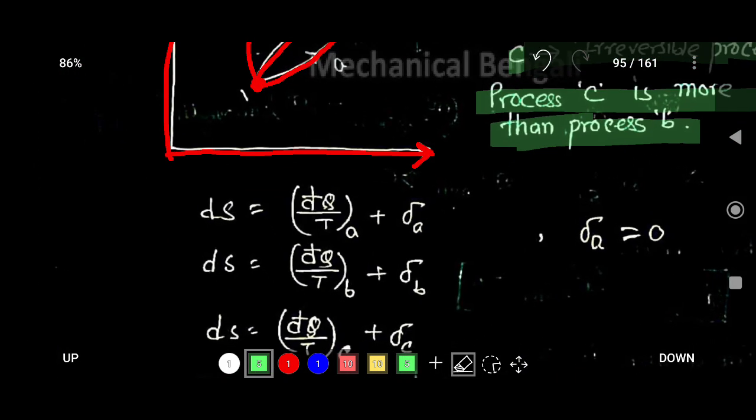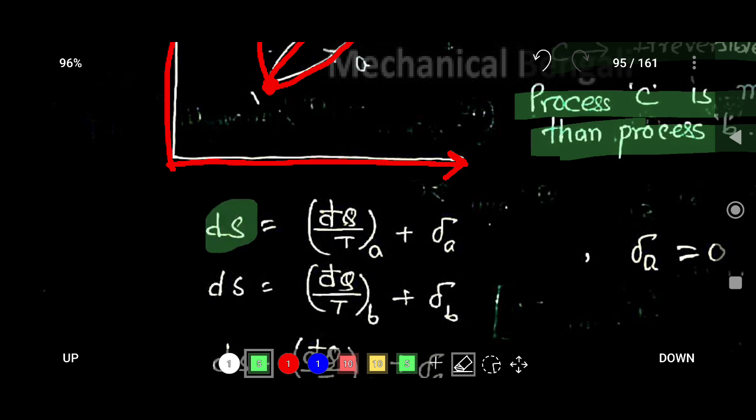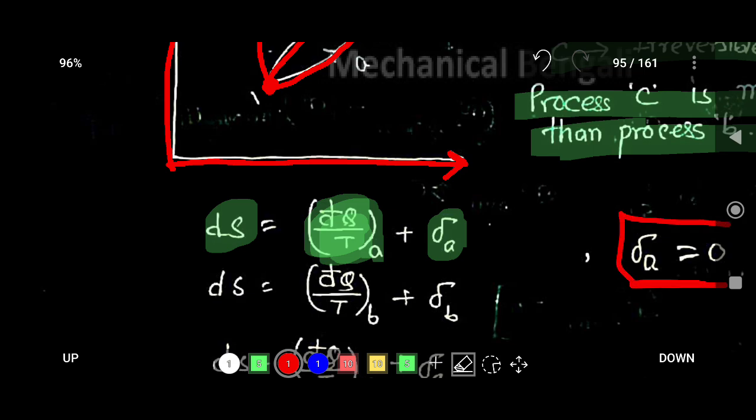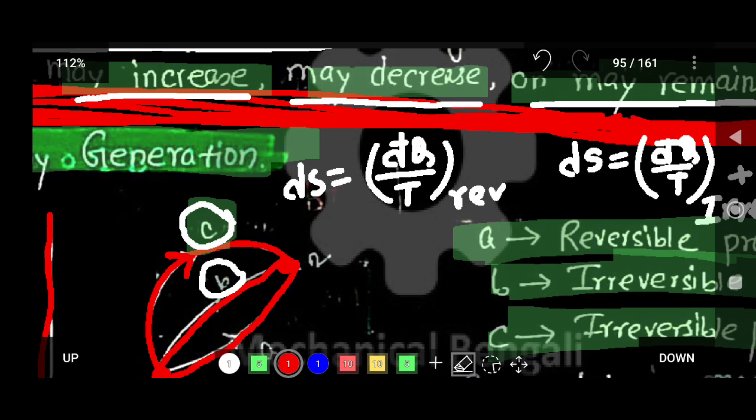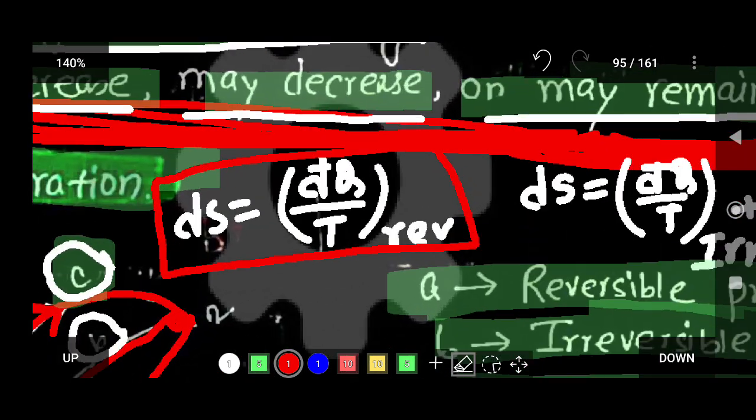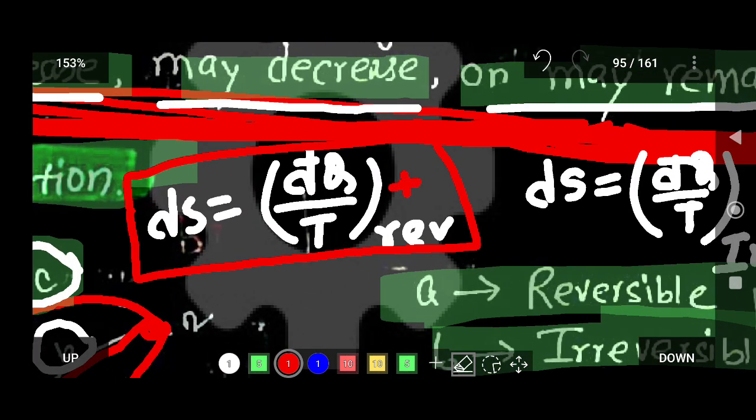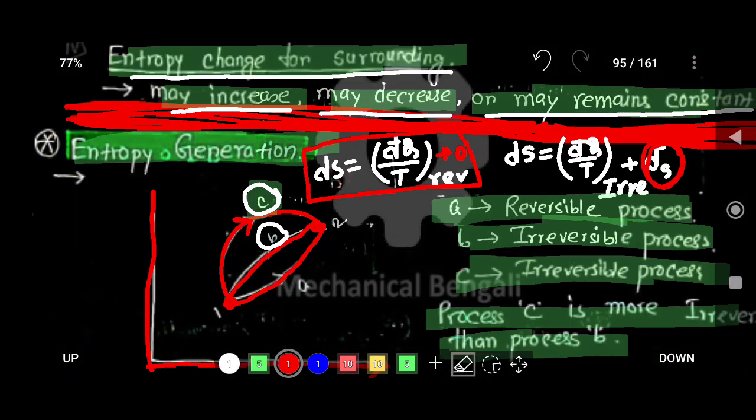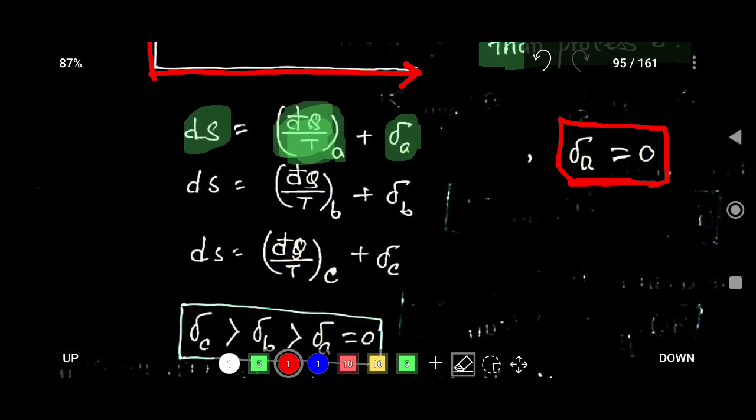Now for process a, we know the formula: dS is del Q by T for process a plus delta a, and for a reversible process this delta a is equal to 0. Because we know that for a reversible process dS is equal to del Q by T. So there is no entropy generation; the entropy generation is equal to 0, and that is why this term is 0.